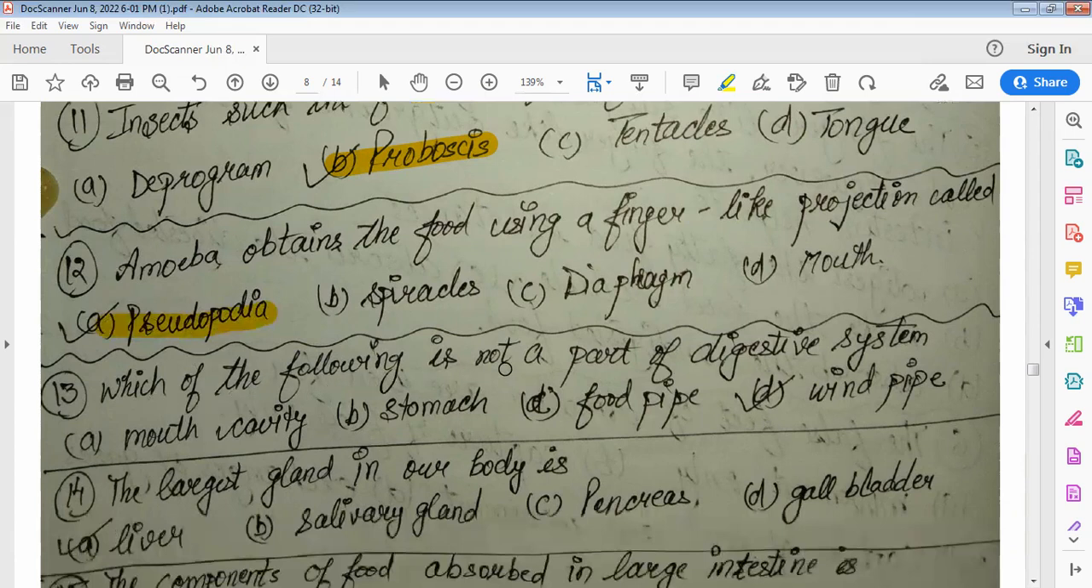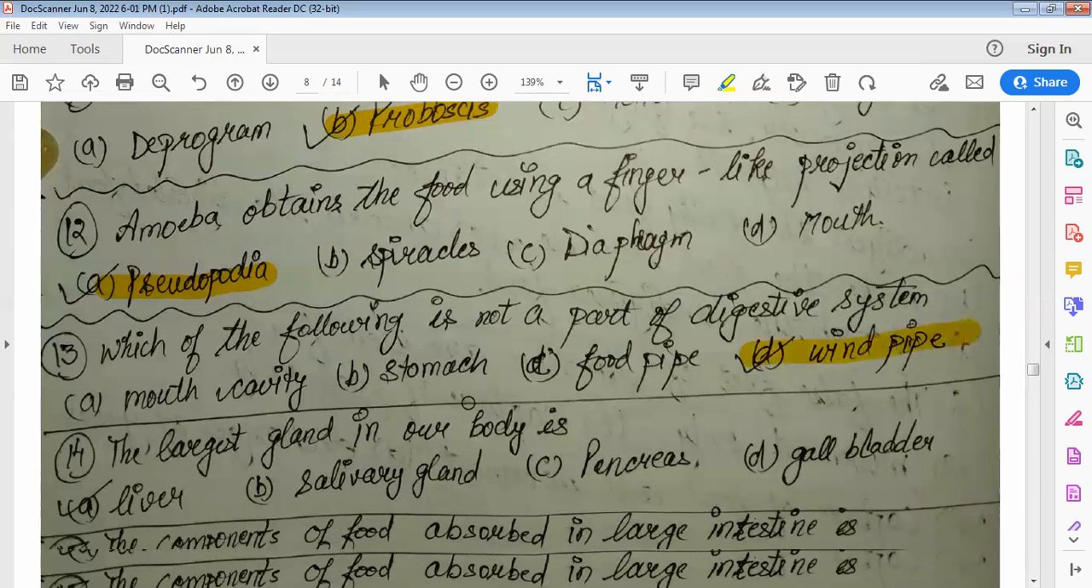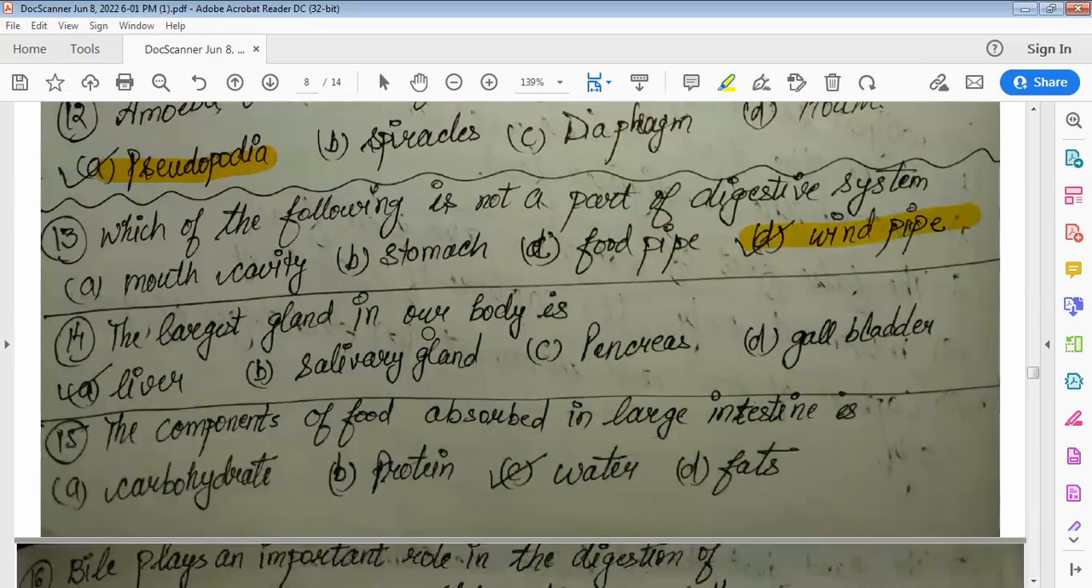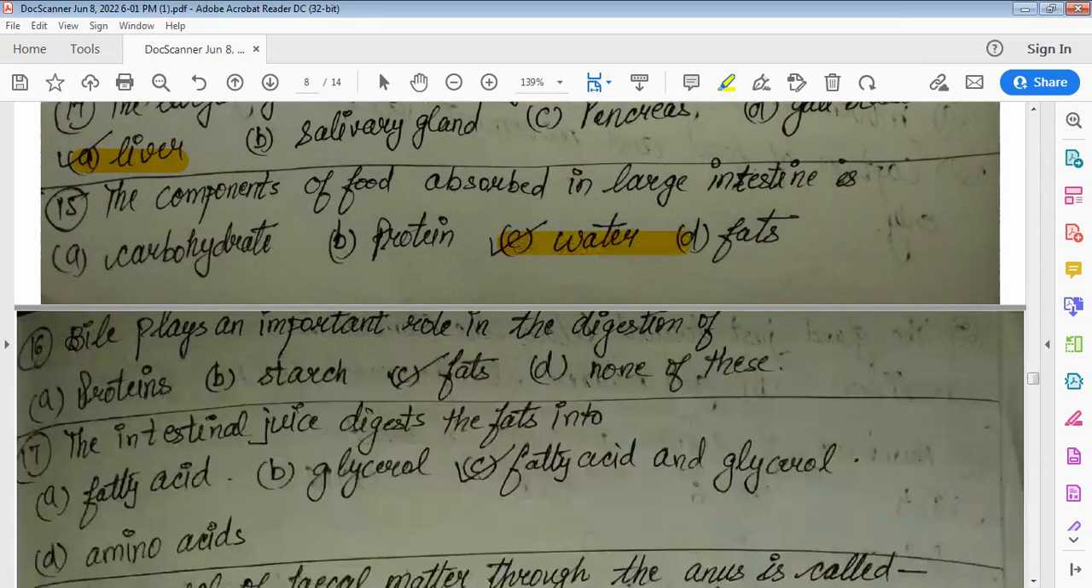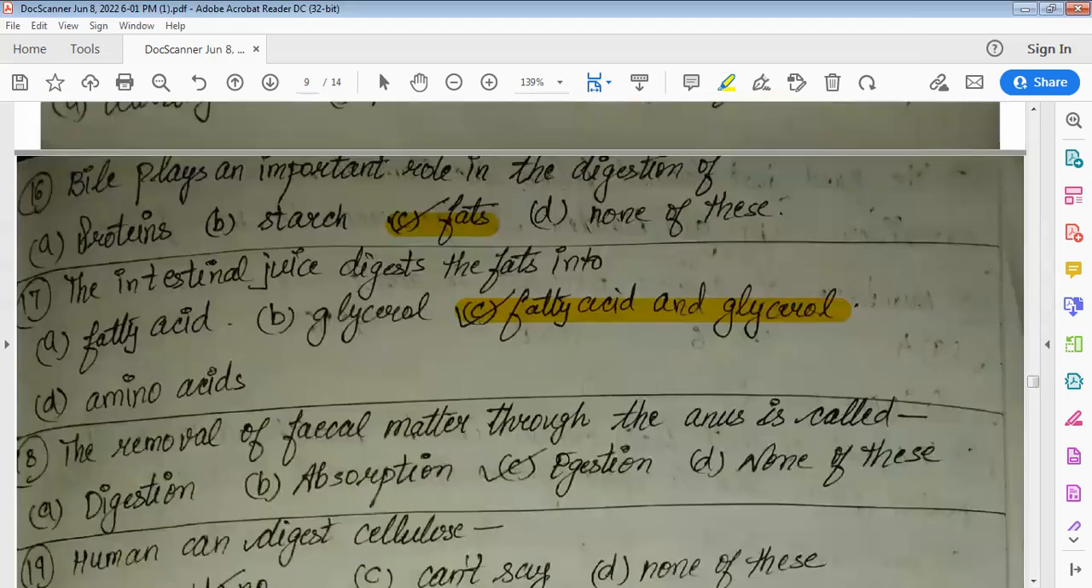Which of the following is not a part of the digestive system? Windpipe. The largest gland in our body is the liver. The component of food absorbed in the large intestine is water. Bile plays an important role in the digestion of fats. Bile juice. The intestinal juice digests the fats into fatty acid and glycerol.